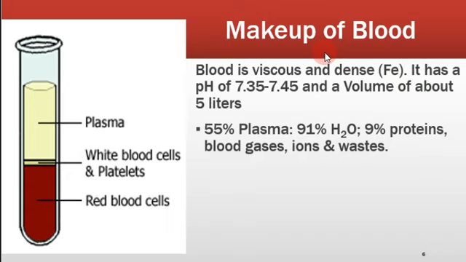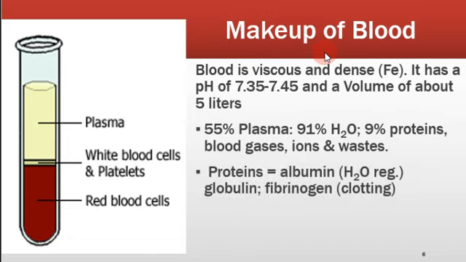Then we have proteins, blood gases, ions, wastes. A lot of times we would take blood gases to find out how much CO2 is in there, are our kidneys functioning, are our lungs functioning well to get rid of it, this kind of thing. Proteins including albumin. Interestingly, albumin is the same stuff you find in the white of an egg.